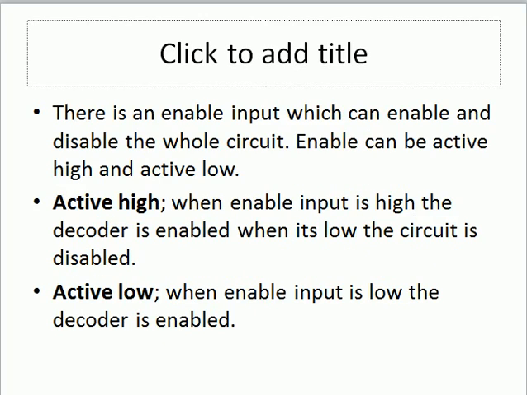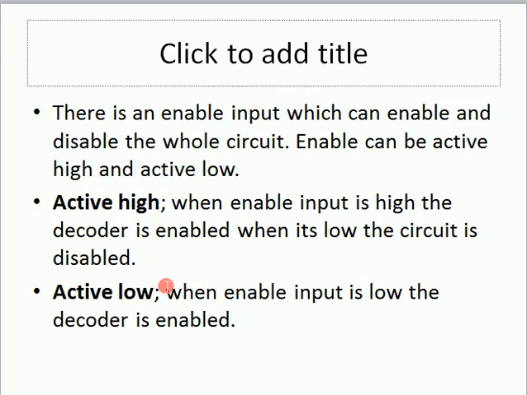There is also an input known as the enable input, and this enable input can enable or disable the whole circuit. The enable input may be active high or active low. What is meant by active high? When the enable input is high, the decoder is enabled, and when it is low, the circuit is disabled.